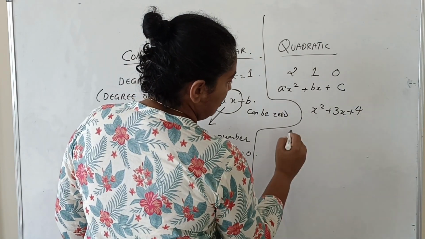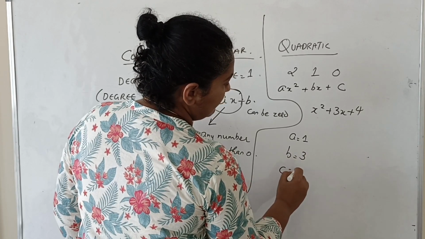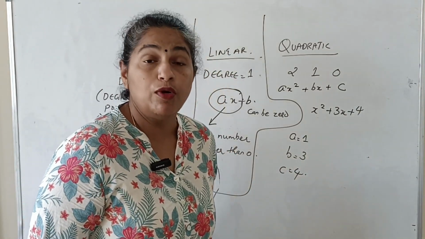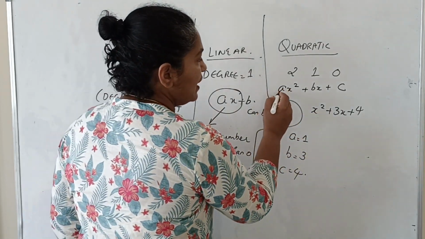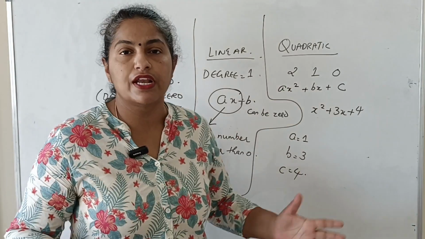x square. So what is the value of a? a is 1, b is 3 and c is 4. Okay. Now in the general form of a quadratic polynomial, you know that a cannot be 0 at all, because if a is 0, there will be no quadratic polynomial.